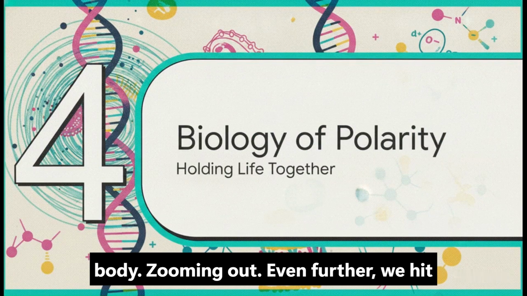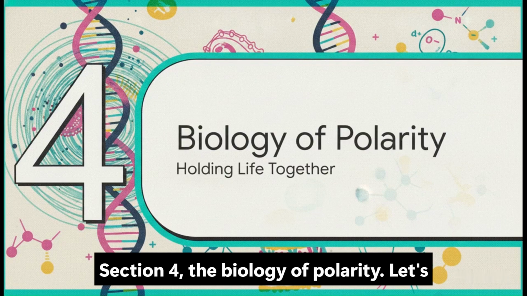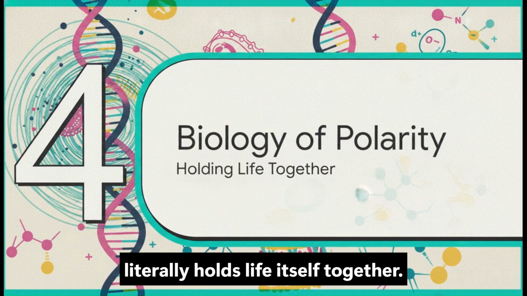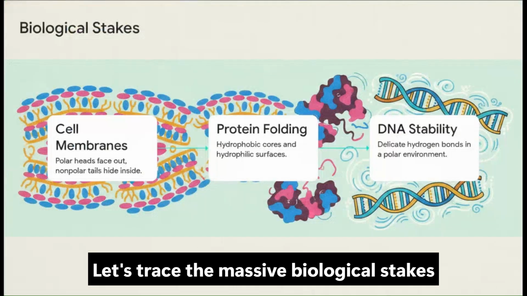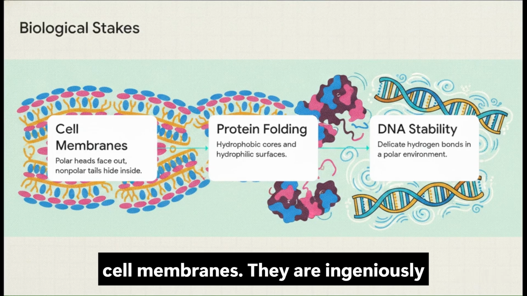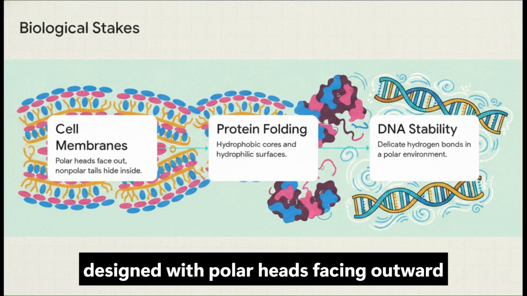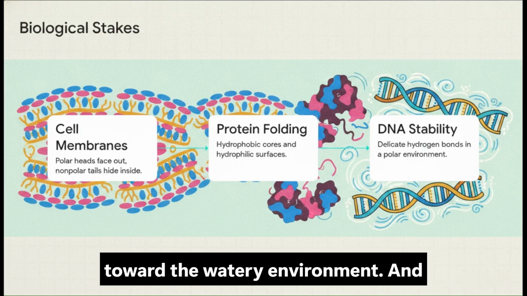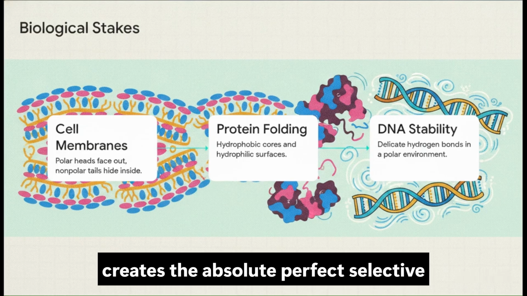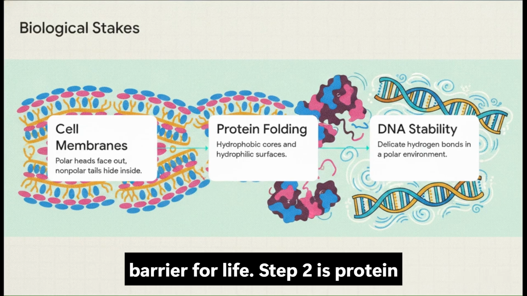Zooming out even further, we hit Section 4, the biology of polarity. Let's look at how this invisible language literally holds life itself together. Let's trace the massive biological stakes here step by step. Step 1 is cell membranes. They are ingeniously designed with polar heads facing outward toward the watery environment and nonpolar tails hiding on the inside. That creates the absolute perfect selective barrier for life.